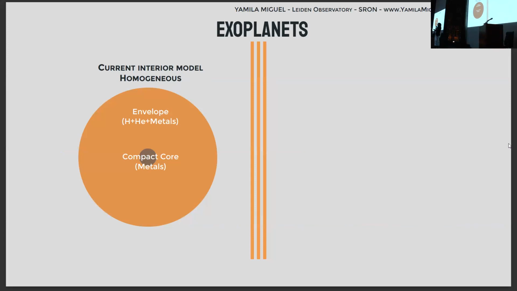So let me tell you a little bit about what are the models that we are using these days. So this is really our current interior model for exoplanets. Most of the papers out there that are modeling exoplanet interiors look more or less like this. They have a compact core made of 100% metals, and then they have this convective envelope that I mentioned before, where all the material is well mixed and homogeneous. And of course, this means that the abundances that you measure in your atmosphere represent more or less the bulk abundances in the planet. And that's why we are thinking on this picture that the C/O ratio might tell us where the planet was born, because we think that everything is well mixed.